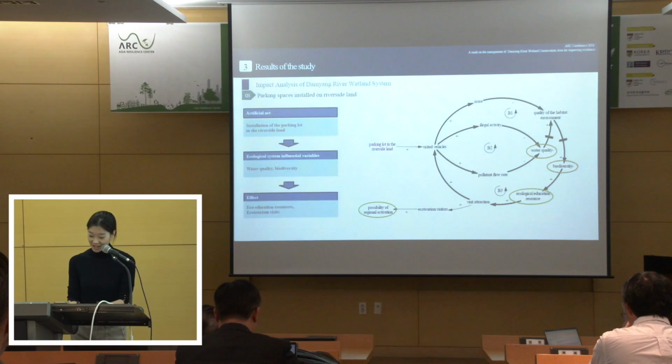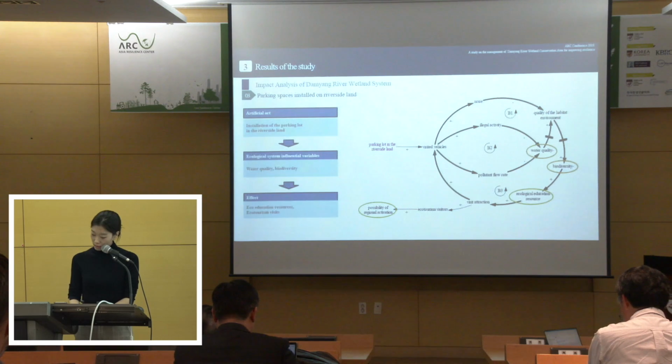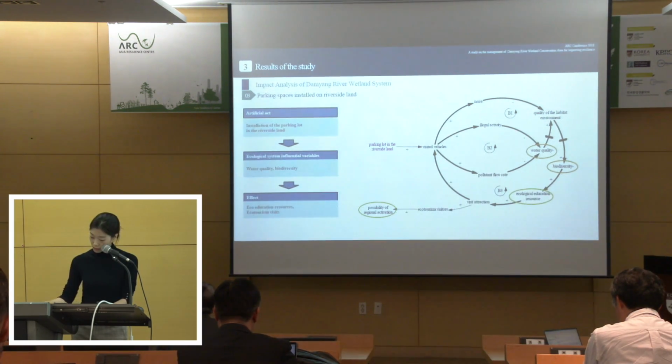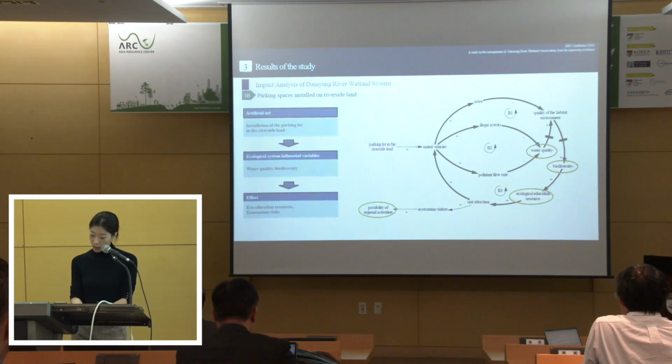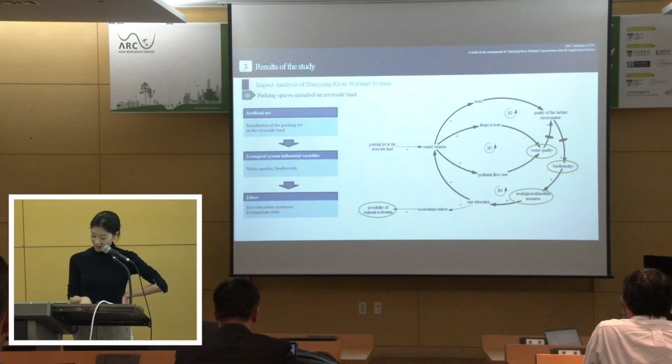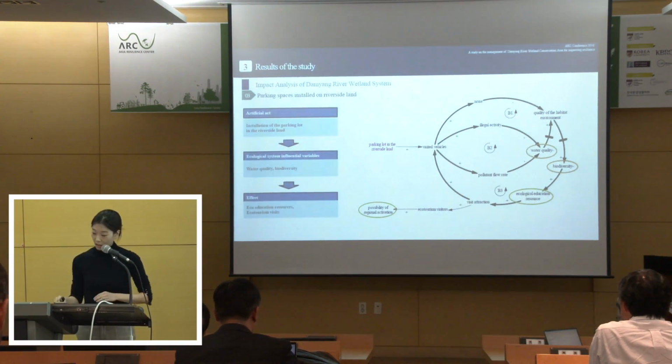Third, the impact analysis on parking spaces installed on riverside land. The installation of the parking lot on riverside land increased the number of vehicles used and causes pollution sources that deteriorate the water quality and cause noise. This deteriorated the quality of the space's environment and affected biodiversity in the long run. Decreasing biodiversity reduced the attractiveness of eco-education resources and ecotourism visits, thereby reducing the possibility of regional activation through ecotourism.